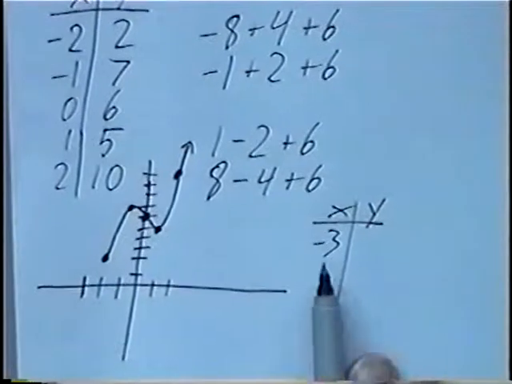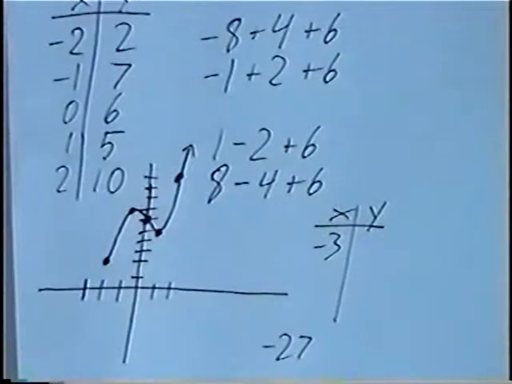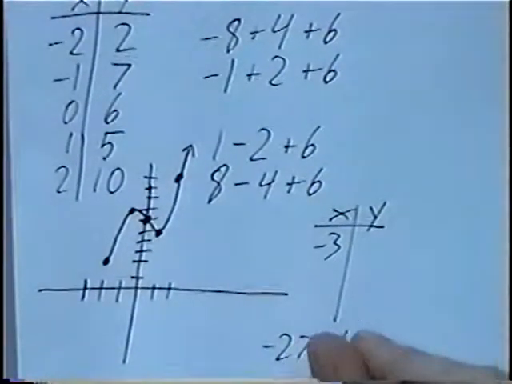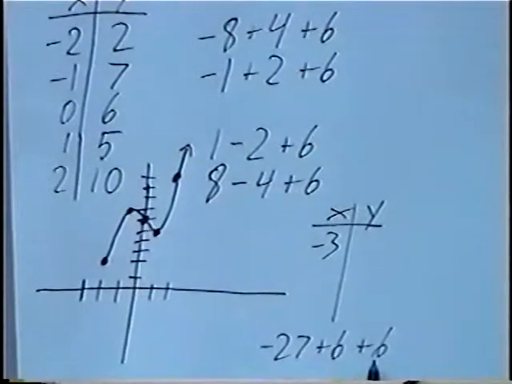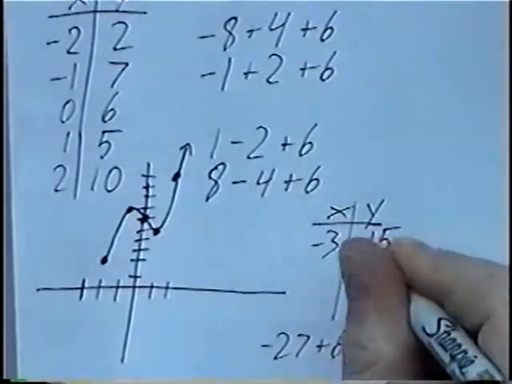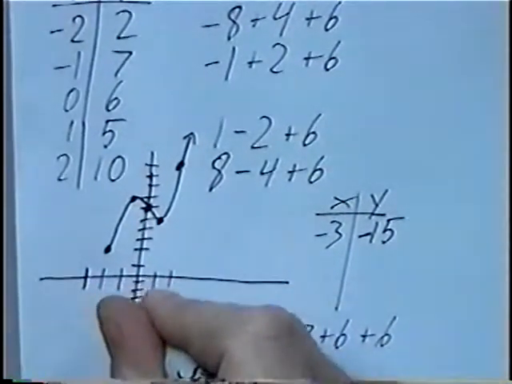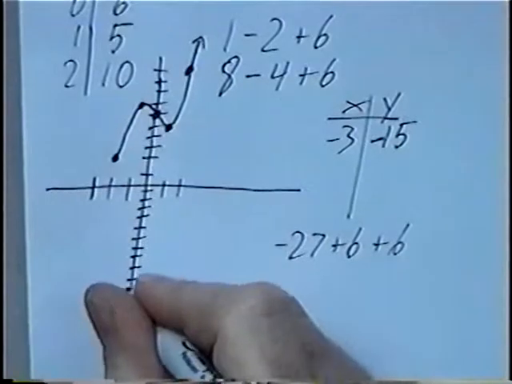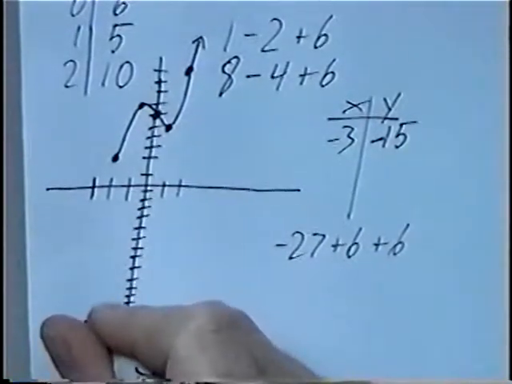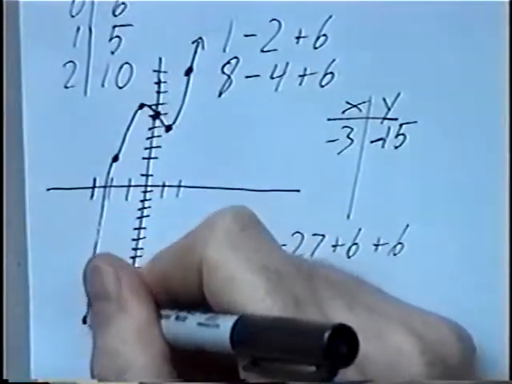If you plug a -3 into the original equation, -3 cubed would be -27. -2 times -3 would be +6 and +6. -27 plus 6 would be -21, and -21 plus 6 would be -15. So -3, if we drop the graph down 15 spots, we'll have another point that we can graph and connect that to our line.